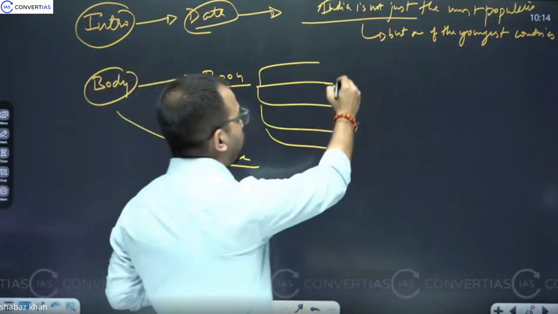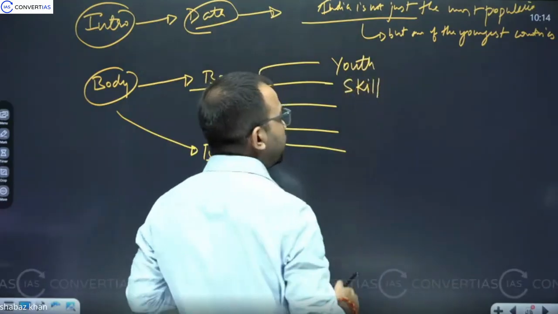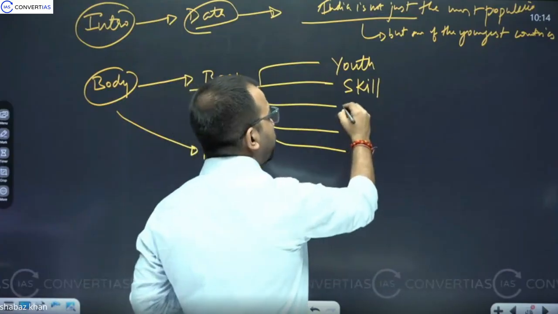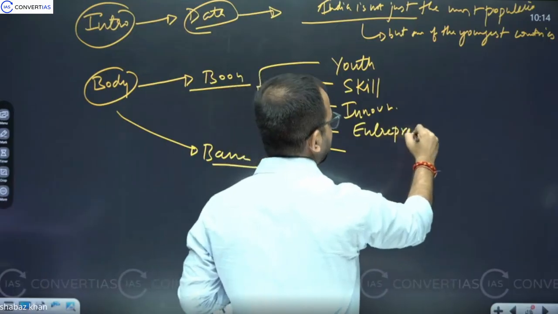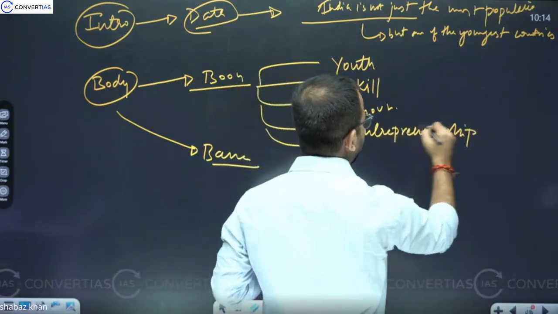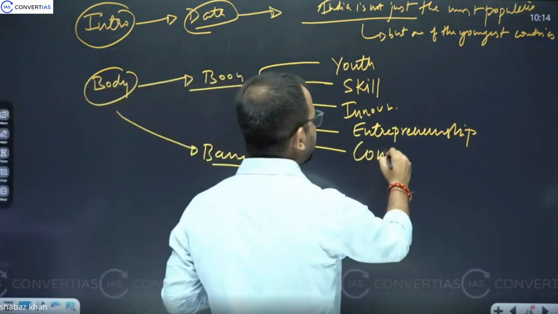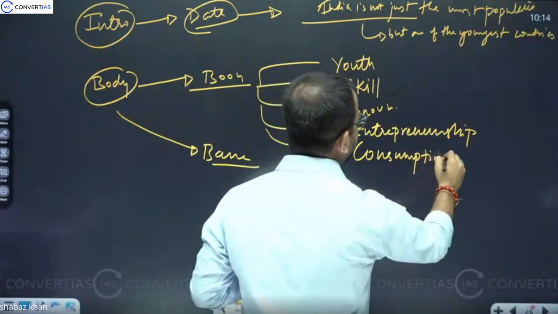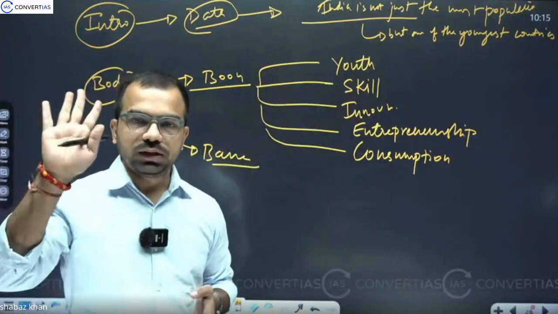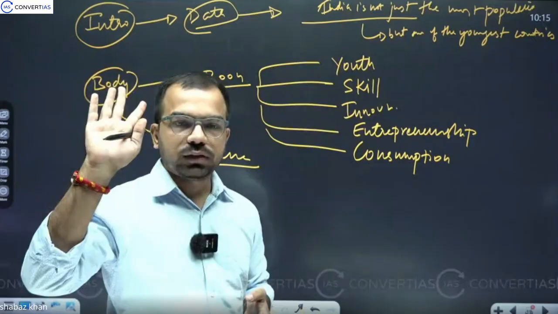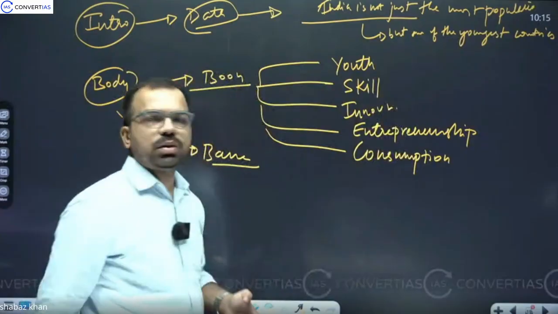Okay? Talk about youth. Talk about skill. Talk about innovation. Talk about entrepreneurship. Superb. Talk about consumption. The domestic consumption is so much. Can we write down these 5 points? Nice. Okay. Youth, skill, innovation, entrepreneurship, consumption.